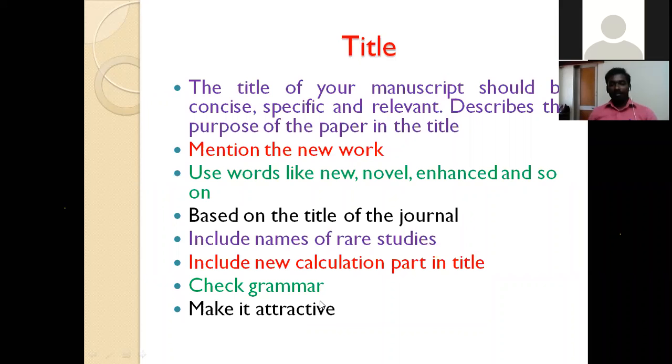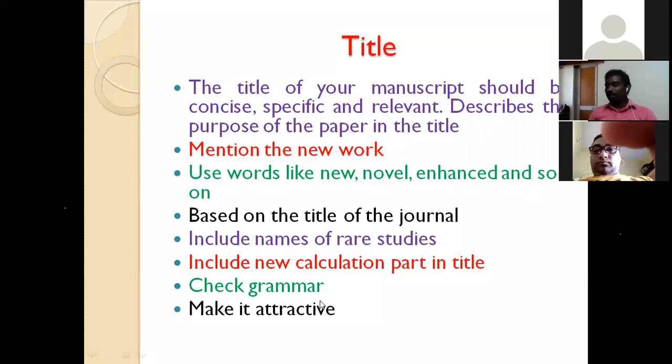And similarly, include rare studies if you have done something, and also try to include new calculation parts in the article title. For example, those who are doing crystal growth research can include polarizability calculations or third order NLO calculations. So such things you can include. That will enhance your paper's quality.